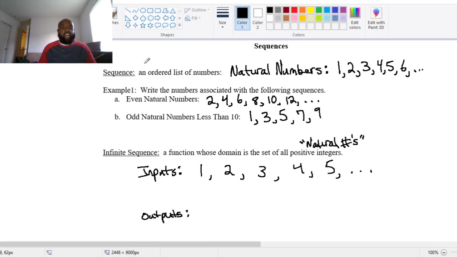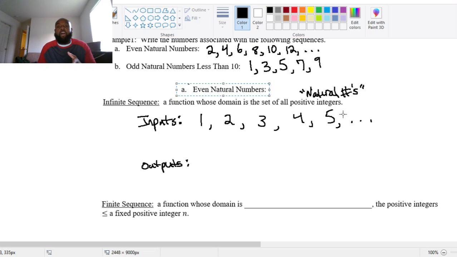Since we said that part A in this example was an infinite sequence, let's go ahead and write our set of all even numbers in this context, because they constitute an infinite sequence. If my inputs are all the positive integers, then I can think of my outputs as the actual values in my sequence. You input 1 into your sequence and your output is 2. You input 2 into your sequence of even natural numbers and your output is your second value, which is 4. You input 3 and your output is your third value.